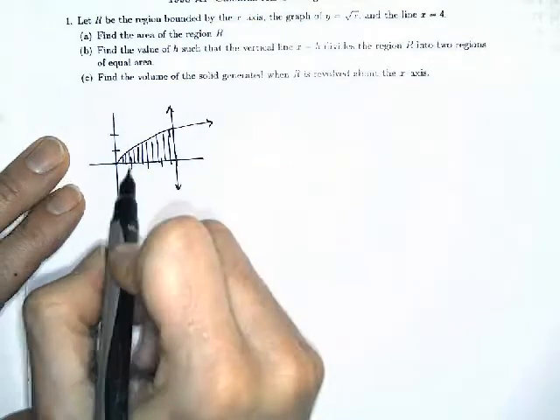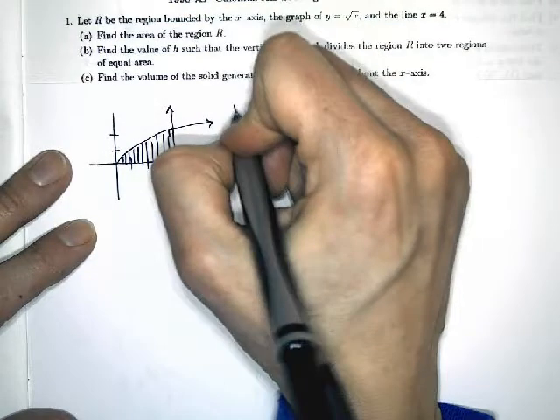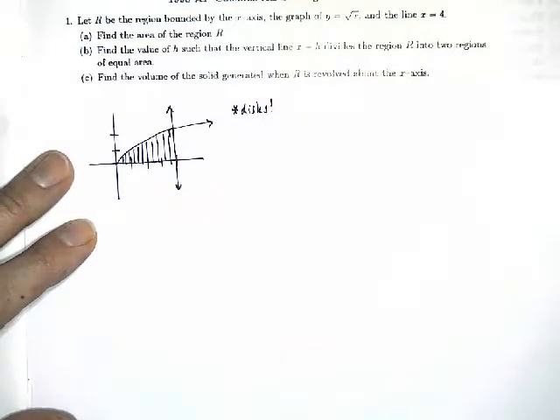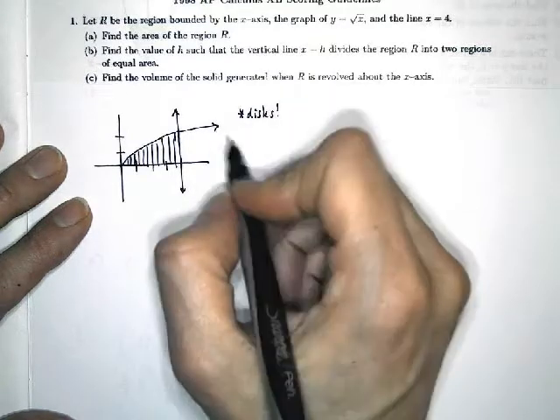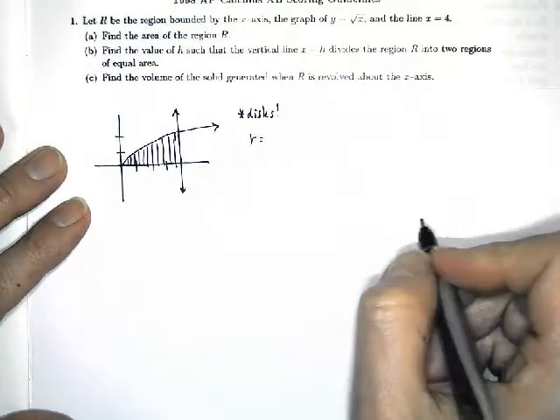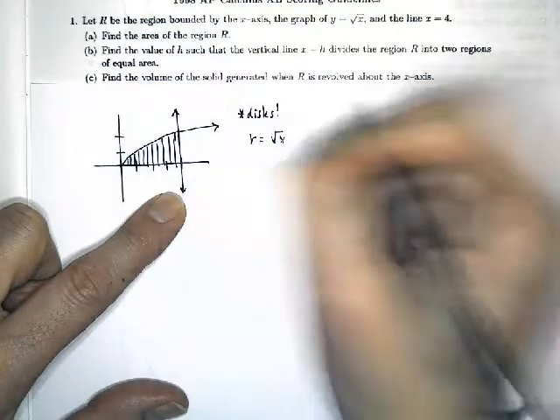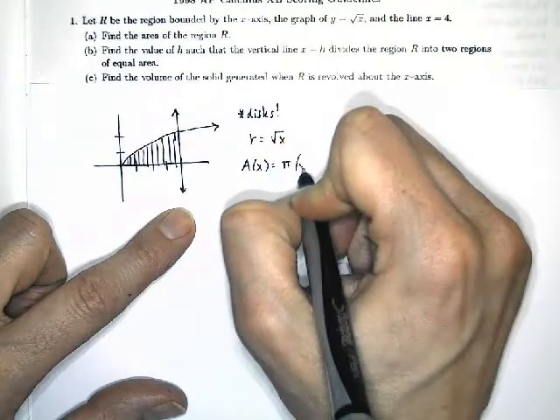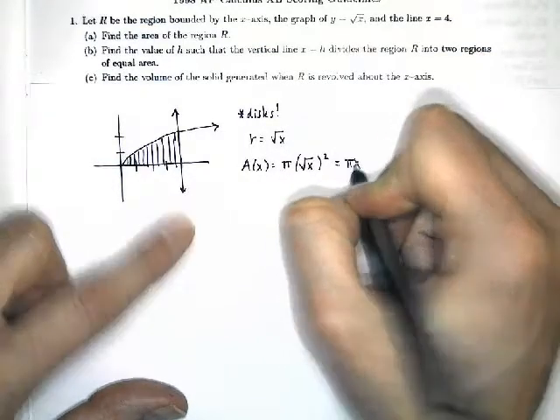And again, looking at this, there's no space in between my region and the x-axis. So I know this is just going to be a simple disks problem. There's going to be no hole here, so I don't have to worry about two different radii. So now, let's see. We know the radius of our cross sections is just going to be the top minus bottom, so it's the square root of x. So our area in terms of x is just pi times the square root of x squared, or pi x.